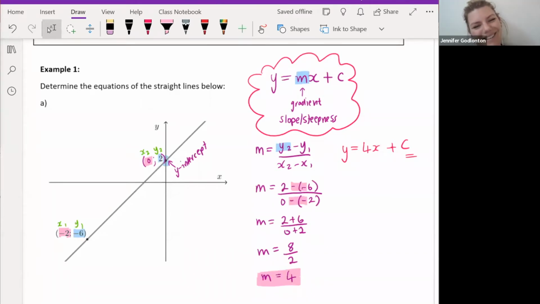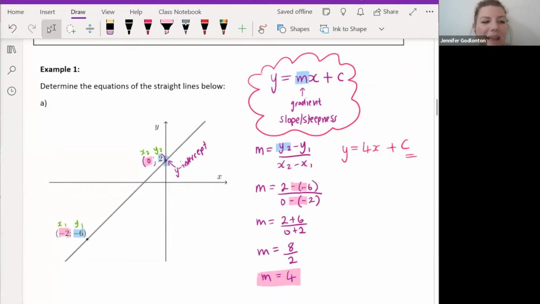Ma'am, isn't our c value going to be 0? Okay, so it's not going to be 0. My x value would be 0 there. What's my y value where it crosses that y-axis? Isn't it going to be 2? Yes, exactly. Good. It's going to be 2.